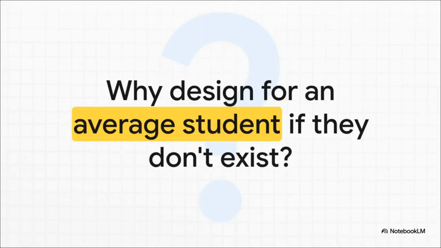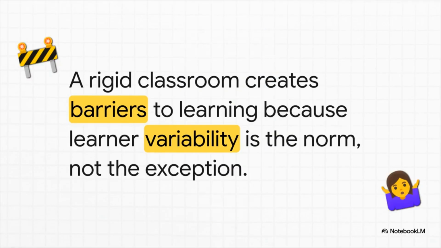For what feels like forever, we've been designing classrooms for this imaginary average student. But here's the thing: science is telling us loud and clear that average student, they don't exist. Learner variability, the fact that we're all different, is the rule, not the exception. And that is the central problem, right? When you have a rigid, one-size-fits-all classroom, you're pretty much guaranteed to put up walls for some students. The curriculum, the lesson plan itself, that's what becomes the barrier. It's not the student's fault. It's the system that's getting in their way.